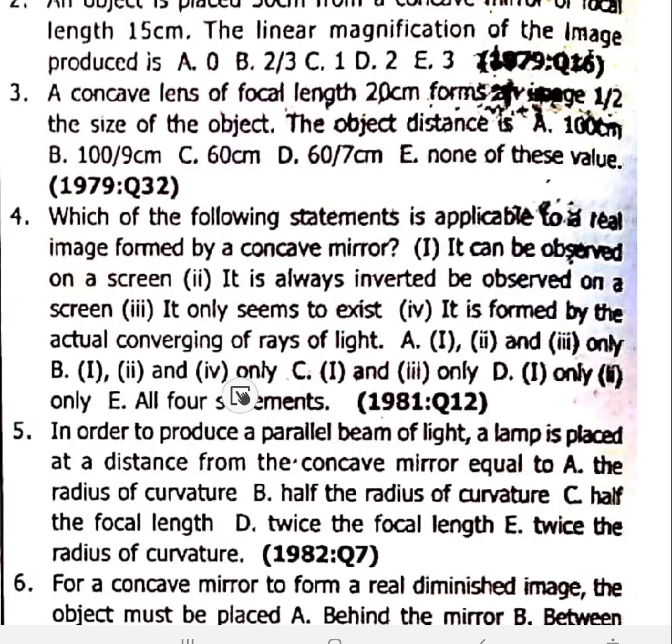So number four, let me see it through. It can be observed on a screen. Call it correct. It is always inverted. Yes, and it's formed by the actual converging rays of light. Option B. Number four is option B.